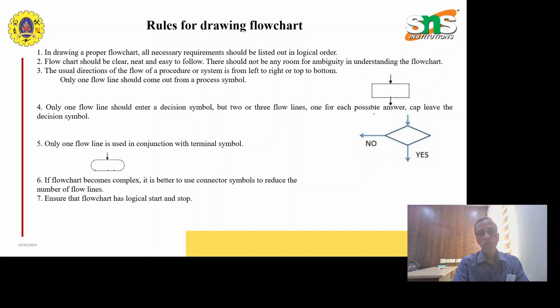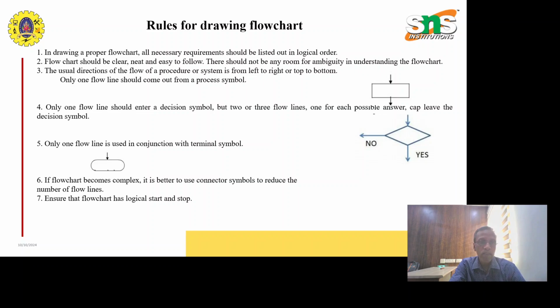The usual direction of the flow of a procedure or system is from left to right or top to bottom. Only one flow line should come out from the process symbol. For example, here we have top to bottom and left process of activities. Only one flow line should enter a decision symbol, but 2 or 3 flow lines, one for each possible answer, can leave the decision symbol.